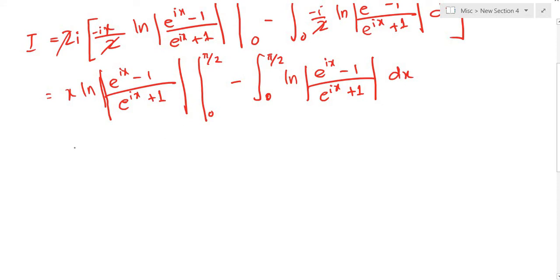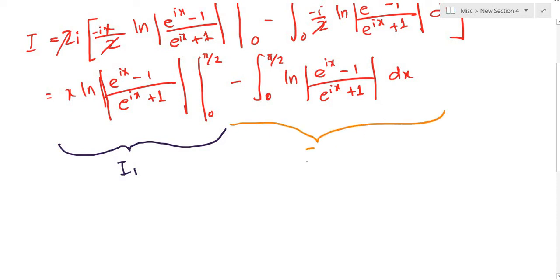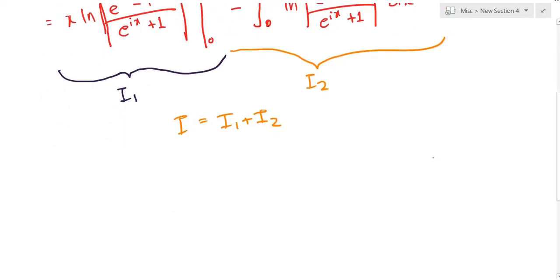So we basically have two things now that we are going to have to evaluate. This part I'm going to call I1, and this part along with the negative I'm going to call I2. So I is nothing but I1 plus I2. Fair enough. Let's do each of them on a fresh page.